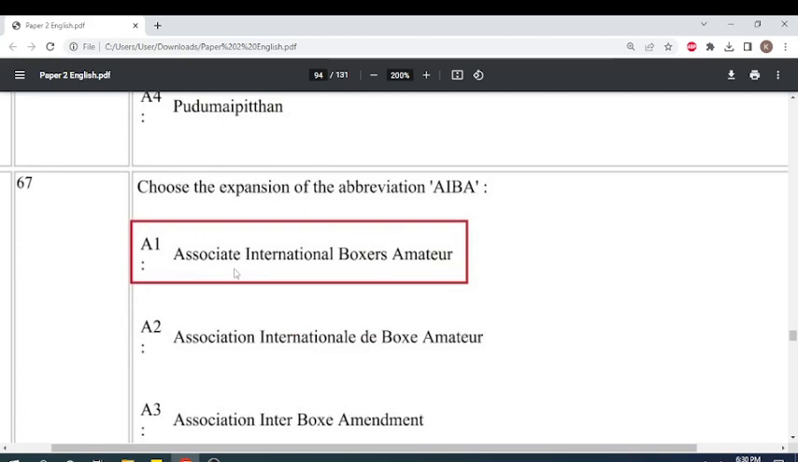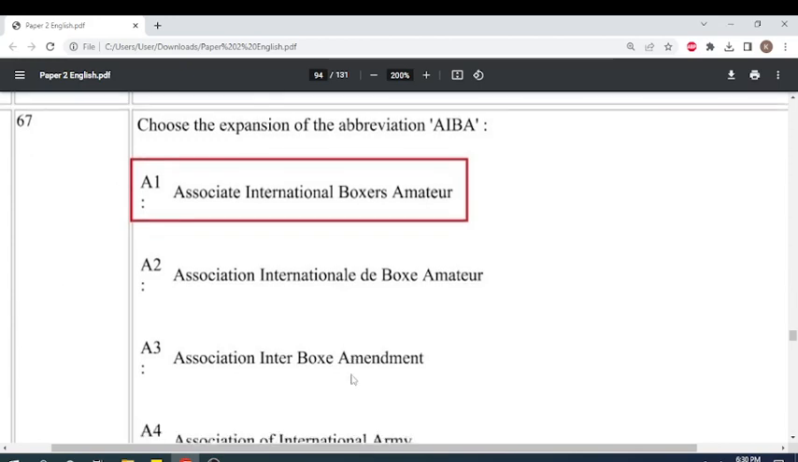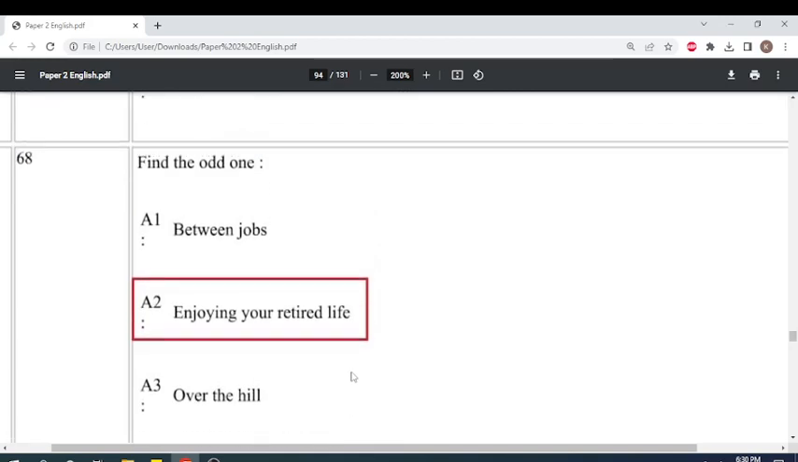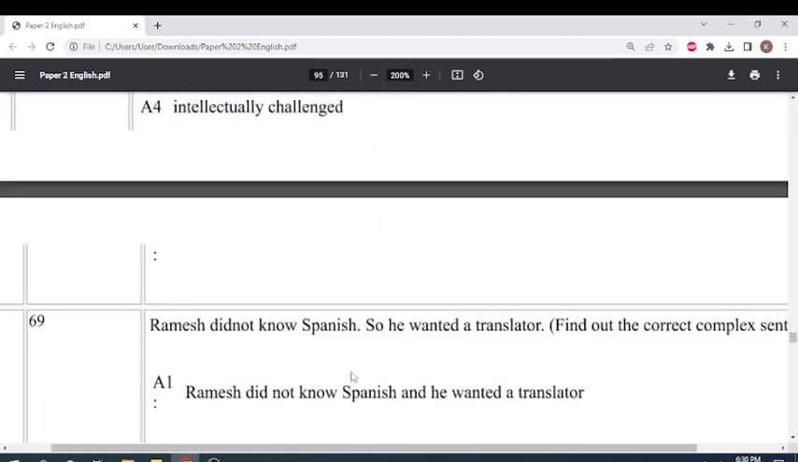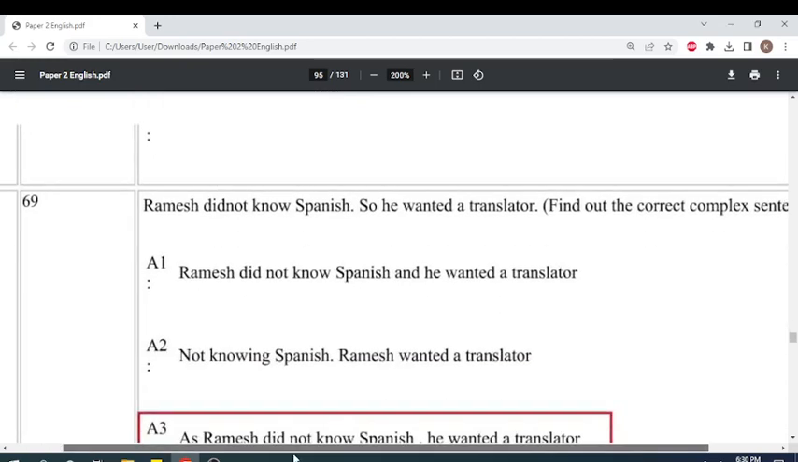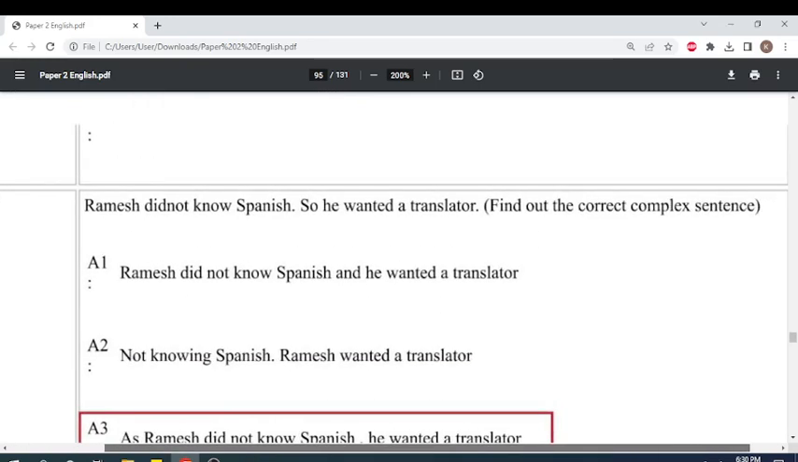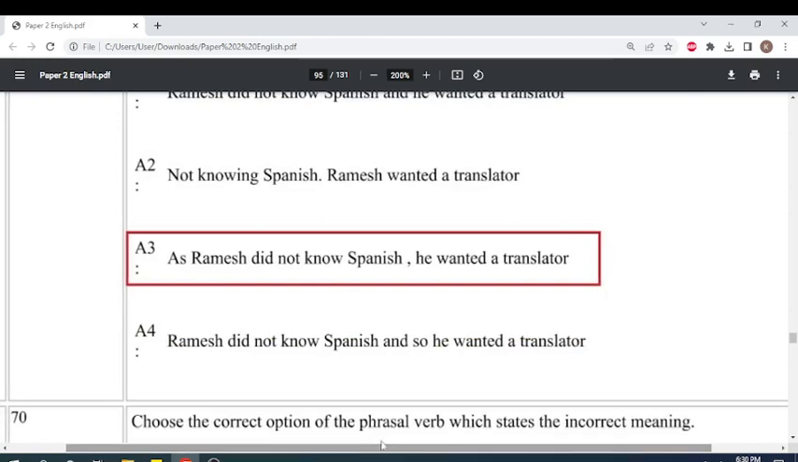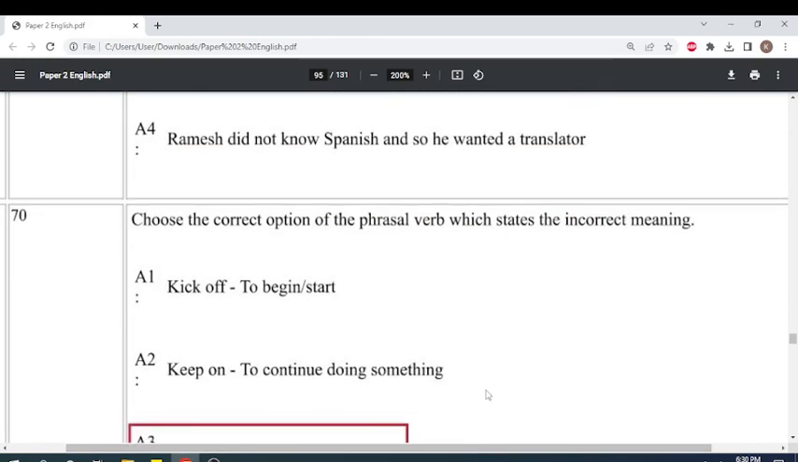Answer A1, Associate International Boxers Amateur. 68. Find the odd one. Answer A2, enjoying your retired life. 69. Ramesh did not know Spanish, so he wanted a translator. Find out the correct complex sentence. Answer A3, as Ramesh did not know Spanish, he wanted a translator.